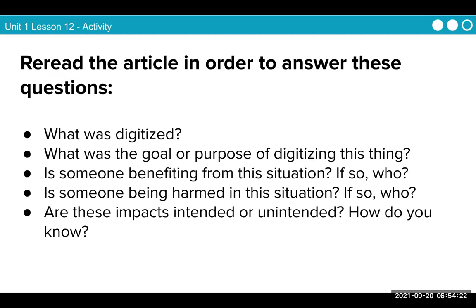Okay, now we're going to reread the article in order to answer these questions. What was digitized? What was the goal or purpose of digitizing this thing? Is someone benefiting from this situation? If so, who? Is someone being harmed in this situation? If so, who? Are these impacts intended or unintended? How do you know? So you're going to reread the article in order to answer those questions, all right?